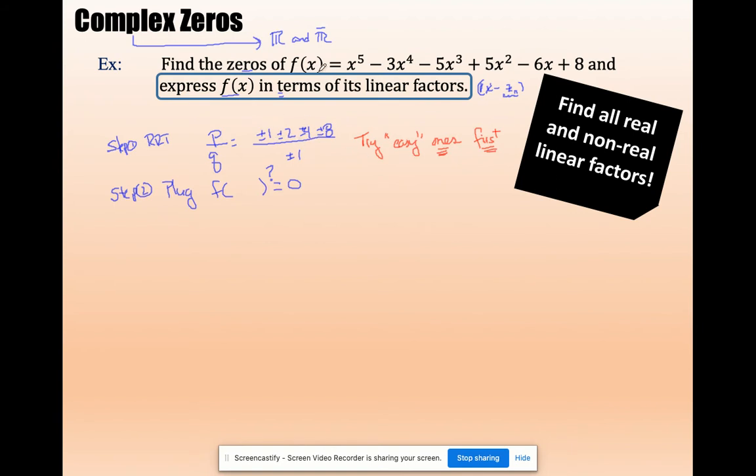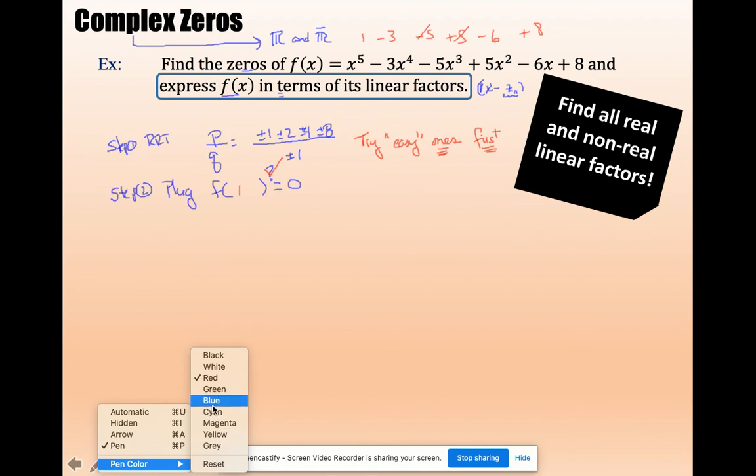So let me try f of 1. What is f of 1? 1 minus 3 minus 5 plus 5, oh, those go away, minus 6 plus 8. So what do I have here? 1 minus 3 is negative 2. Negative 2 minus 6 is negative 8. Negative 8 plus 8 is 0. Yes. Step 2 then is to start dividing to get the rest.